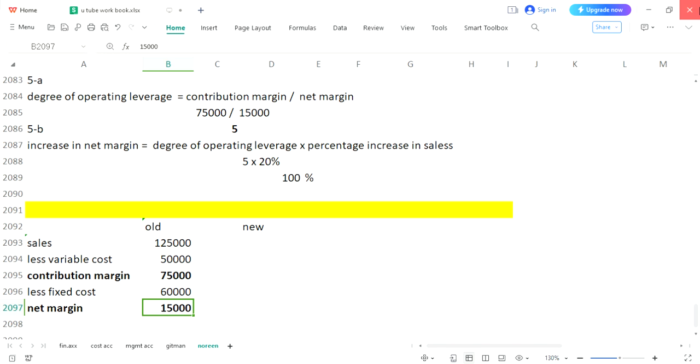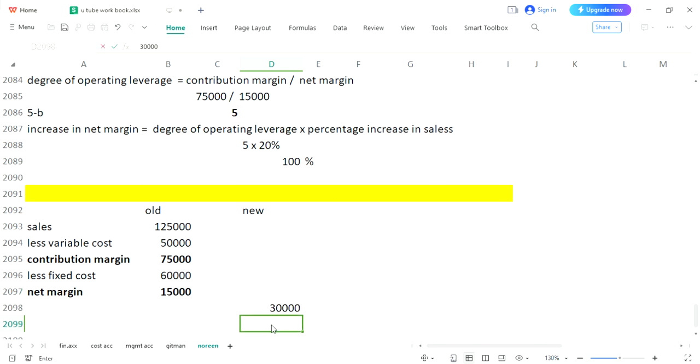This was your old income statement, and now when you apply this fact, an increase in sale by 20%, your net profit should increase 100%. It means 30,000 profit should be over here. By the way, we can write over here 30,000, the expected new net margin. Let's see what will happen.